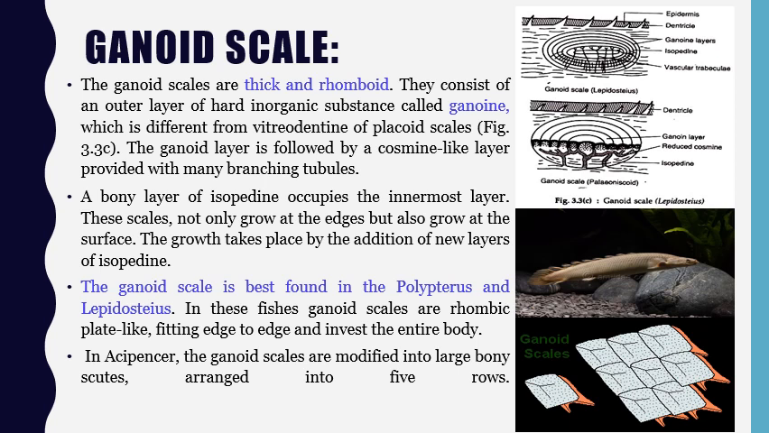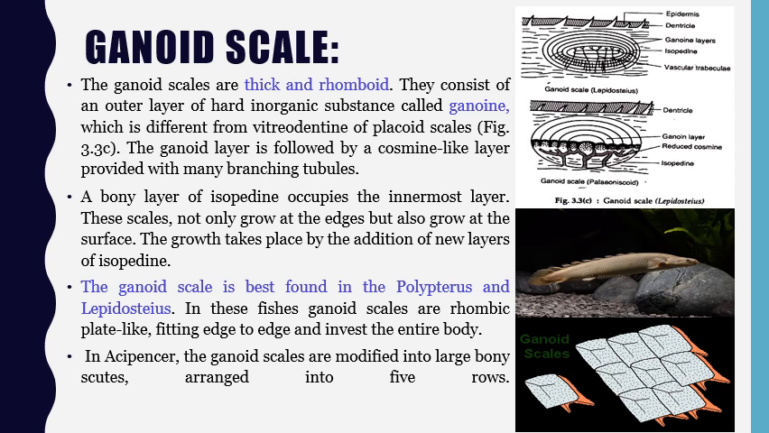This is the diagrammatic structure of the Ganoid scale, where the first part is the epidermis. The dentine comes out from this epidermis. This is the Ganoid layer, isopedine and vascular tubules. The bony layer of the isopedine occupies the innermost layer. These scales not only grow at the edge but also grow at the surface. The growth takes place by the addition of new layers of the isopedine.